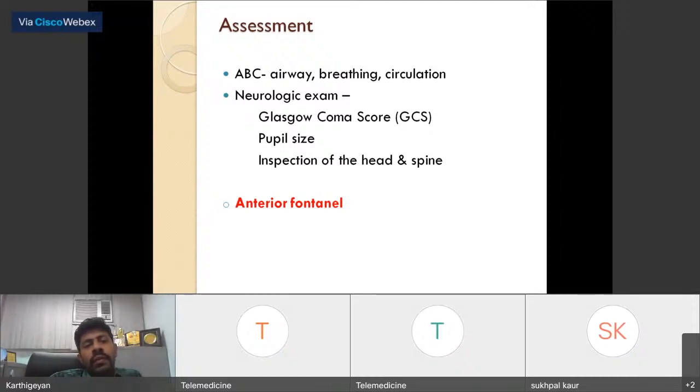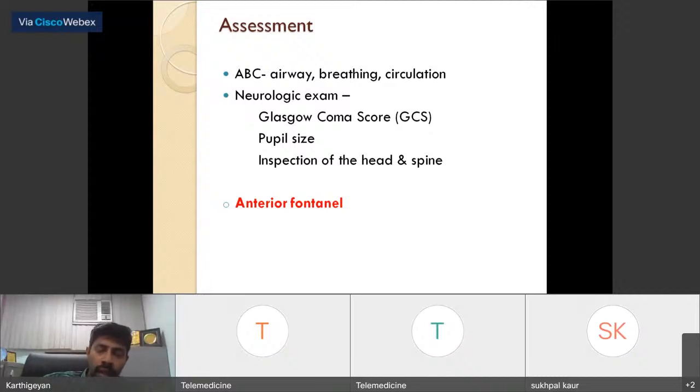So these have been already covered by Dr. Dandapani yesterday, the basics of airway, breathing and circulation. Once that is taken care of, next we come to assessment of neurological status by the GCS. I'll talk about that in the next slide. And one specific thing which you need to look at in children, especially less than 1 year, is the status of the anterior fontanelle.